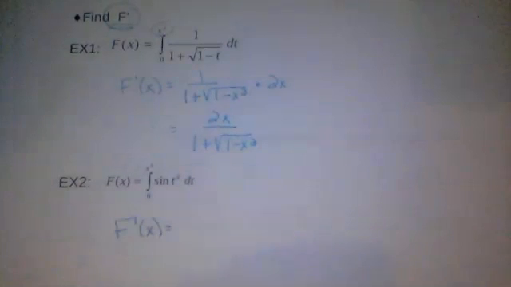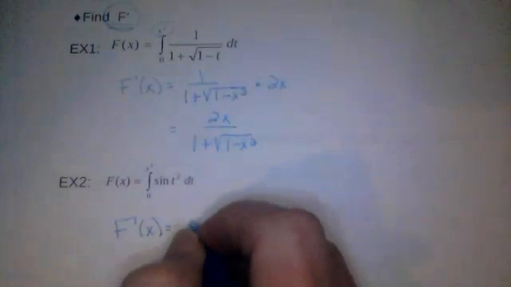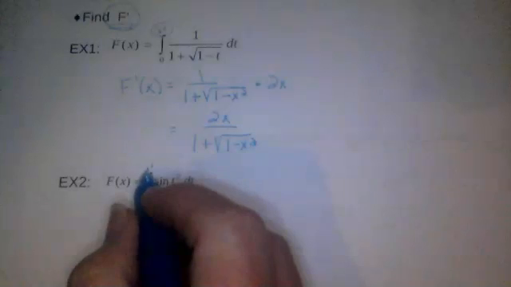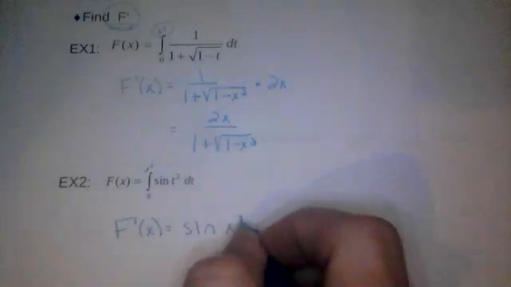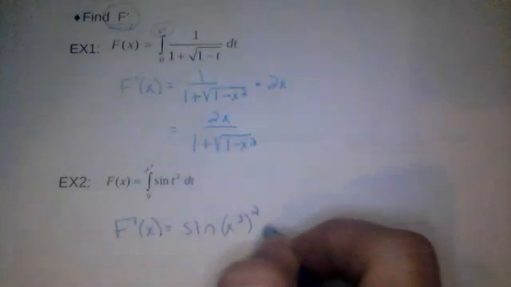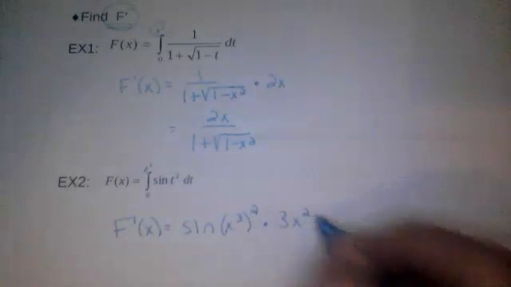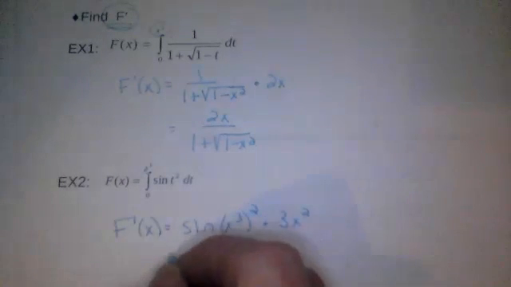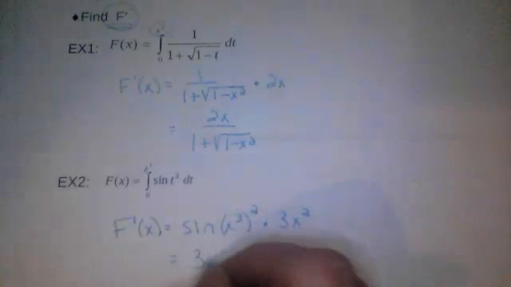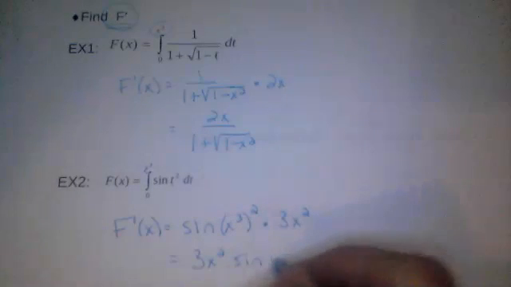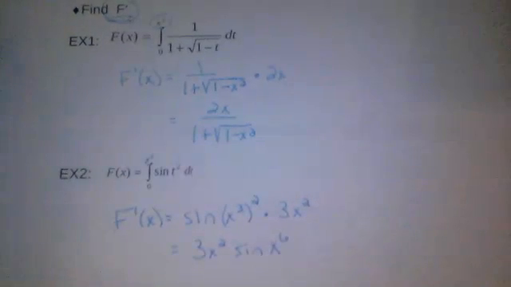The derivative of f would be sine of, we put x cubed in here, so x cubed squared, times the derivative of this, which is 3x squared. So we get 3x squared sine of x to the sixth.